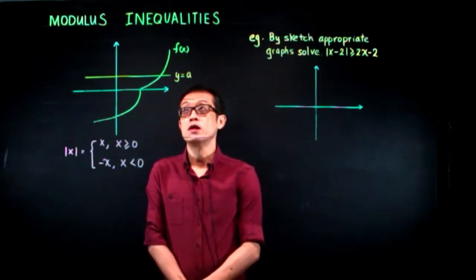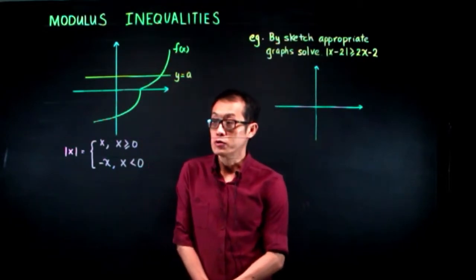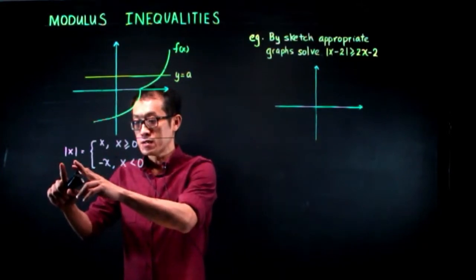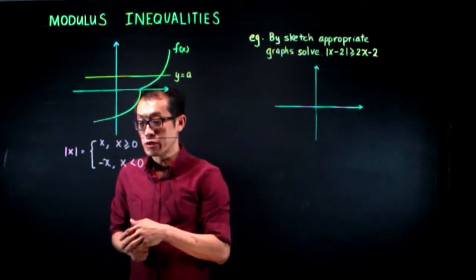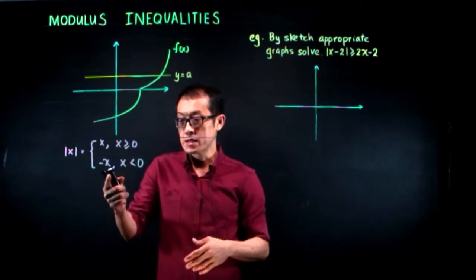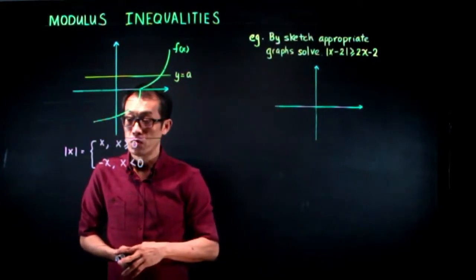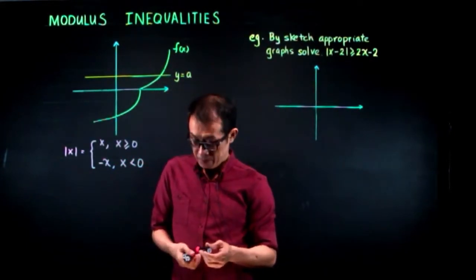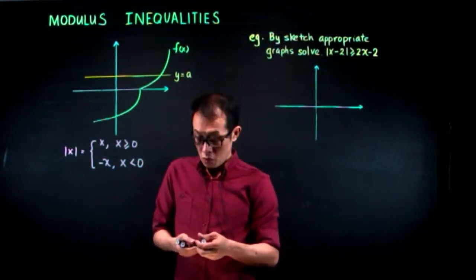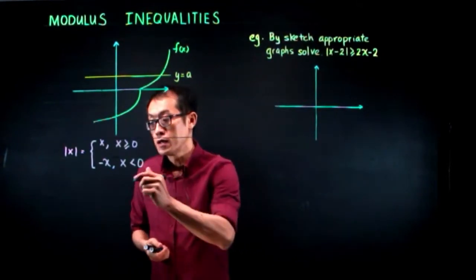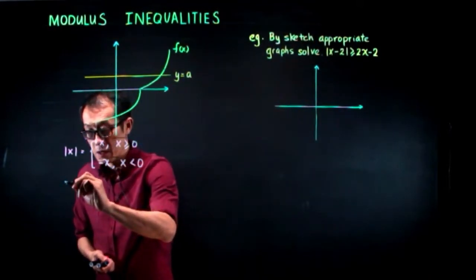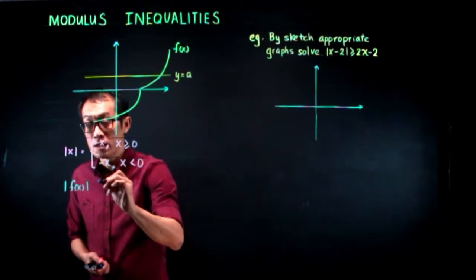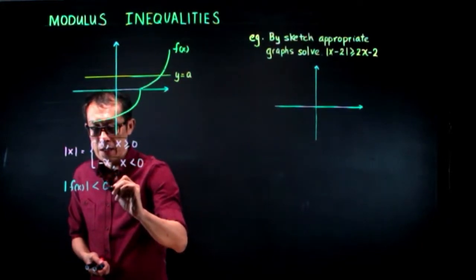Next, we come to modulus inequality. Now, you learn in secondary 4 or sec 3, mod of x is equal to x when x is greater than 0 and minus x if x is less than 0. Now, in the same way, what do you mean by this inequality? Mod of f of x is smaller than a.